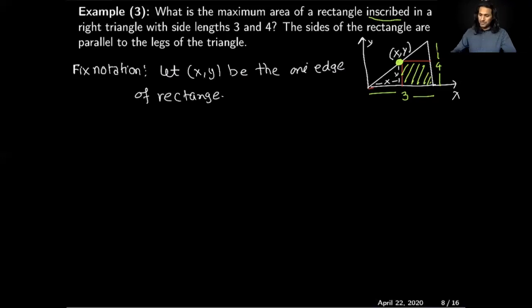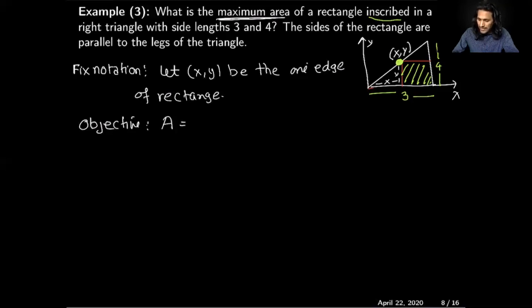So that's my notation. If these are my notation, what is my objective? My objective is again where you find the maximum area. This is my keyword, maximum area. So my objective is the area of this rectangle.